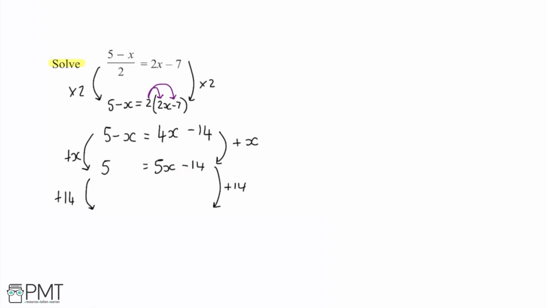So 5 plus 14 gives me 19 is equal to 5x. And then I just want to find the value of 1x, what one lot of x is worth, so I can then divide both sides by 5 to give me 19 over 5 is equal to 5x over 5, so just x. So the correct answer here is going to be that x is equal to 19 over 5, and that gains me that final mark here.